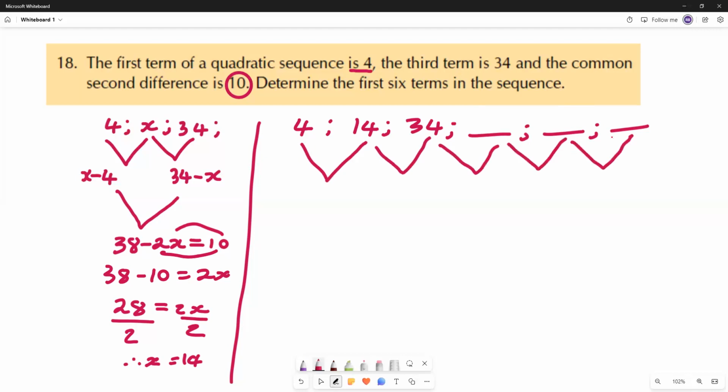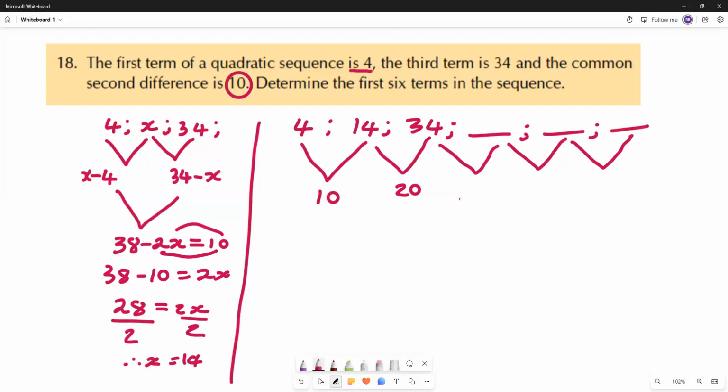So what is the difference between 14 and 4? The difference between 14 and 4 is 10. The difference between 34 and 14 is 20. Which means, ladies and gents, that here we're going up in tens.